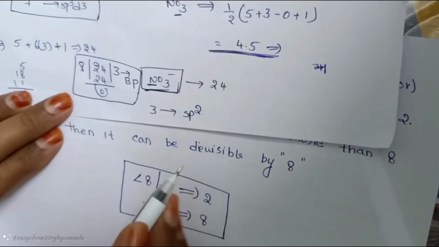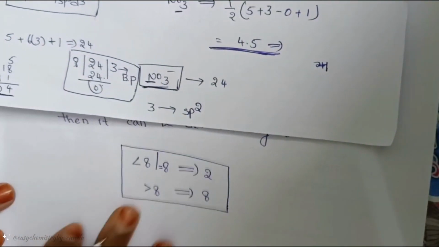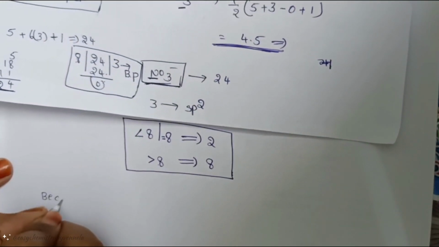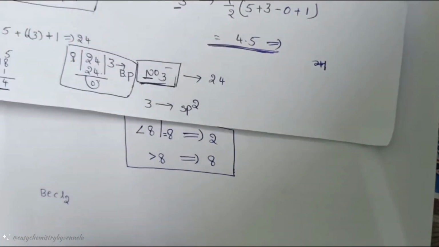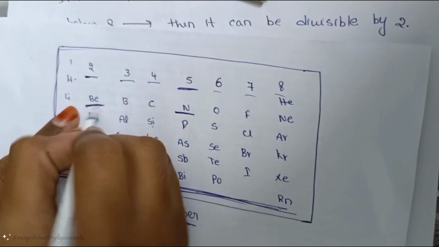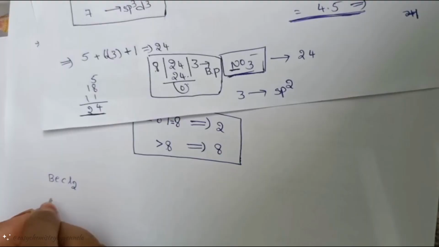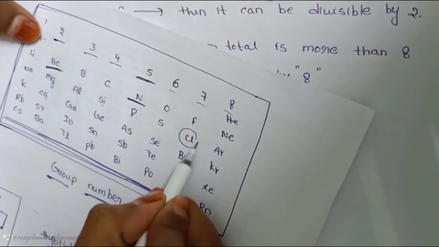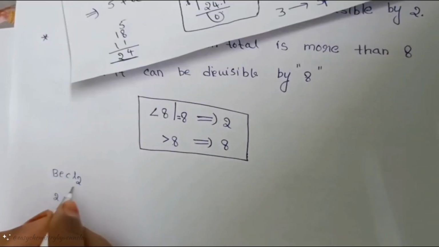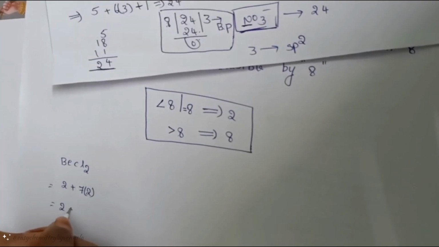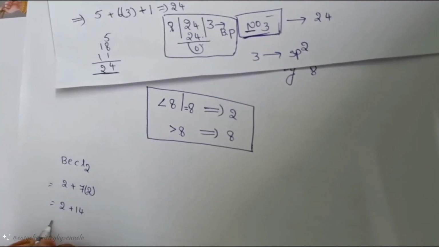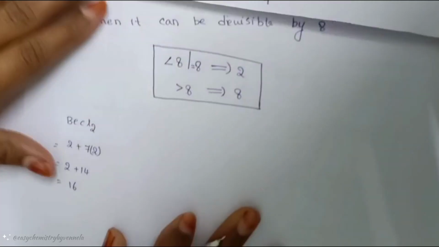So the next example is BeCl2. What is the group number for beryllium? Group number is 2. So here I am taking 2 plus the chlorine group number, which is 7. How many chlorines are there? 2 chlorines. So 2 plus 14, 16. So it is more than 8.